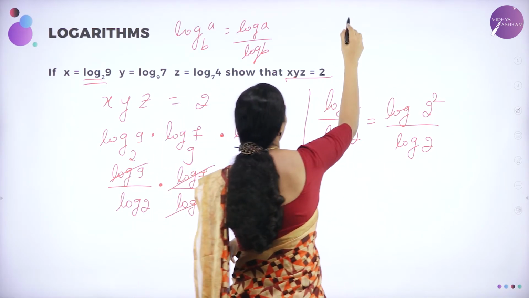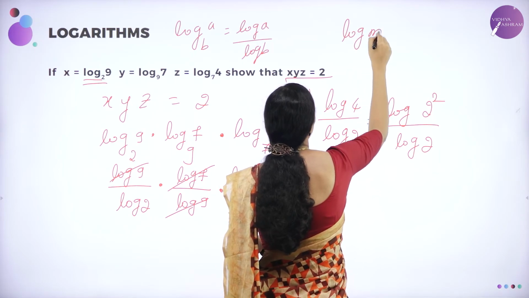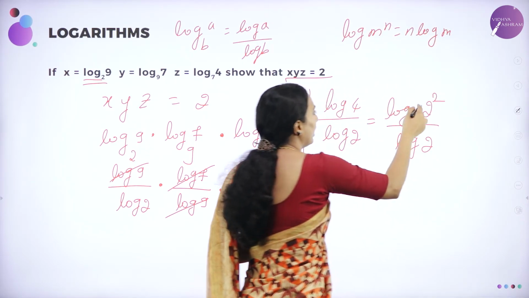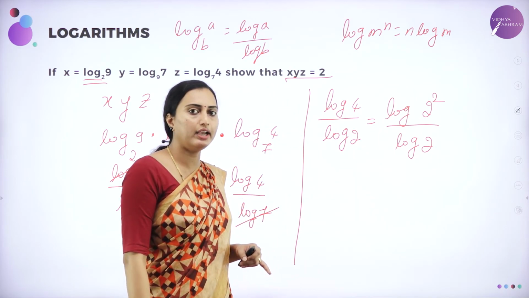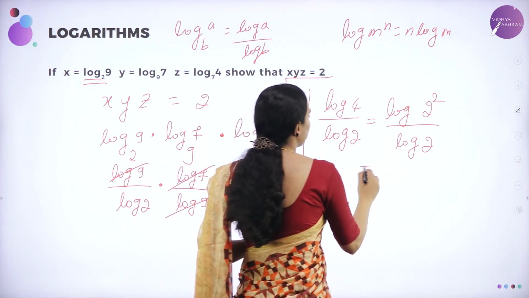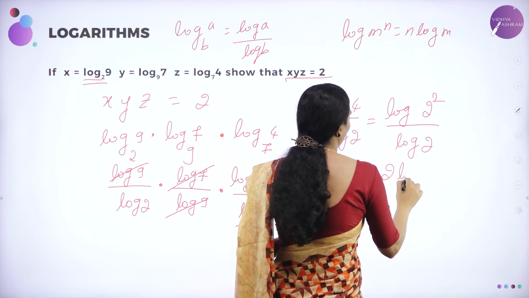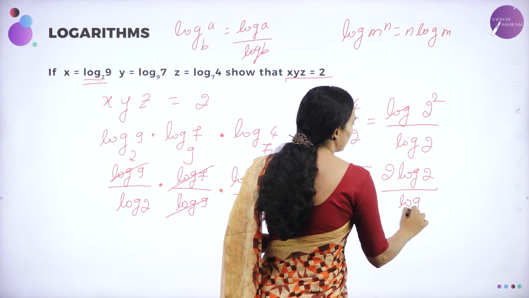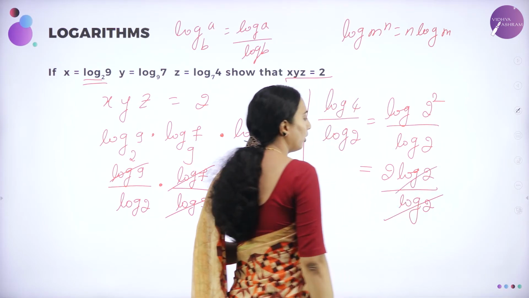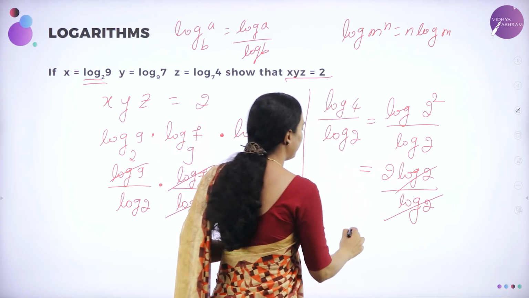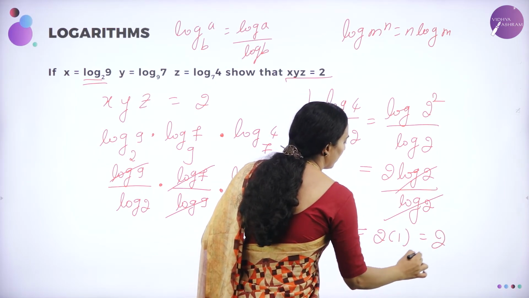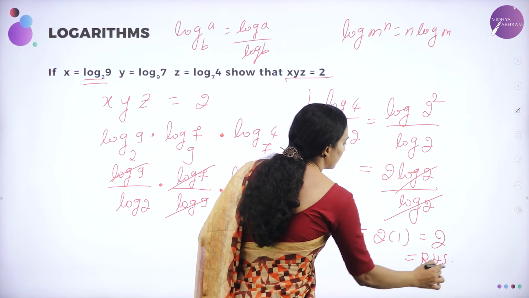Again, according to the formula of log m power n, you can write it as n log m, correct? What is n log m? 2 log 2, where n and m are replaced by 2 here, which will be equal to 2 log 2 divided by log 2. So therefore here, log 2 will get cancelled. You are going to remain with the answer 2 into 1, which is nothing but 2. That is your RHS. That's it, dears.